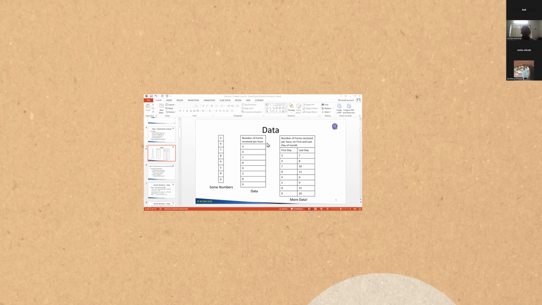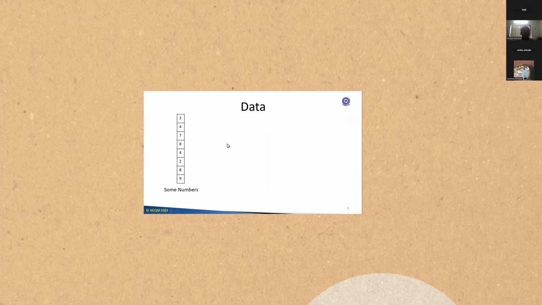So let's start this second session. We were talking about the data in the morning hours, correct? We will do some examples here. So these are some numbers.